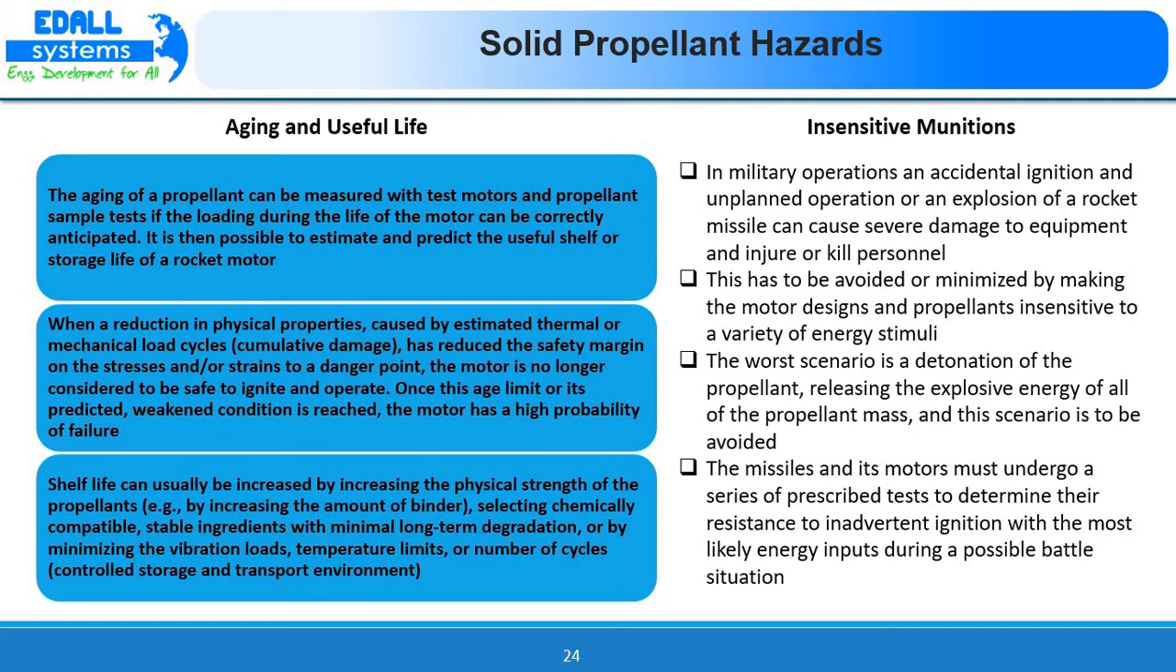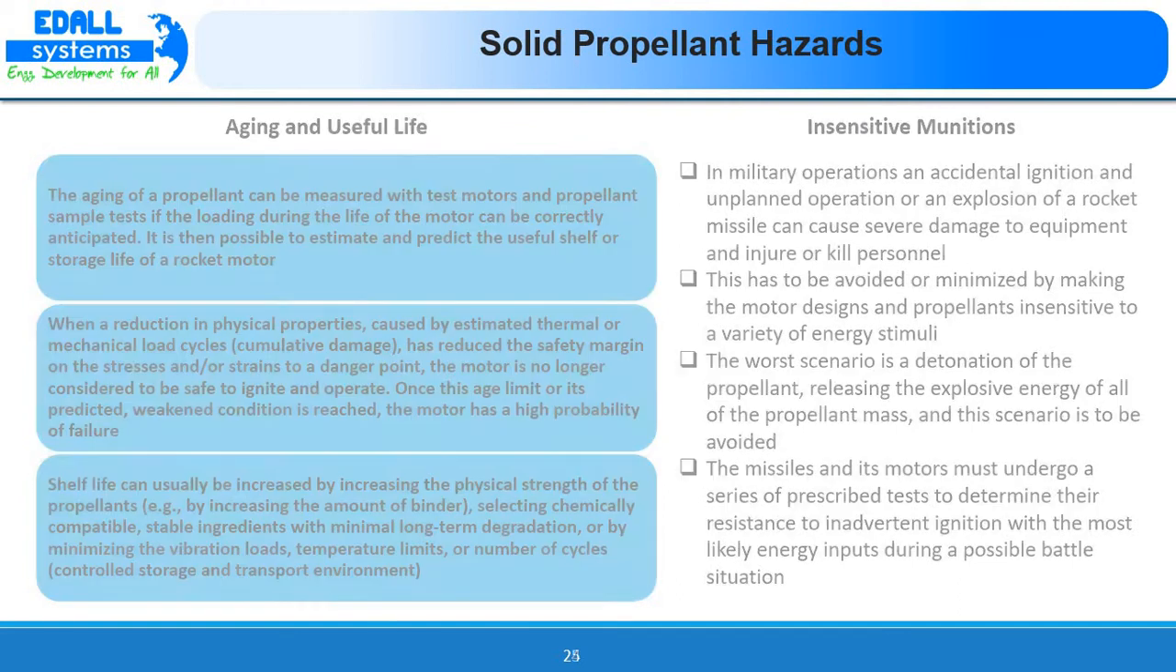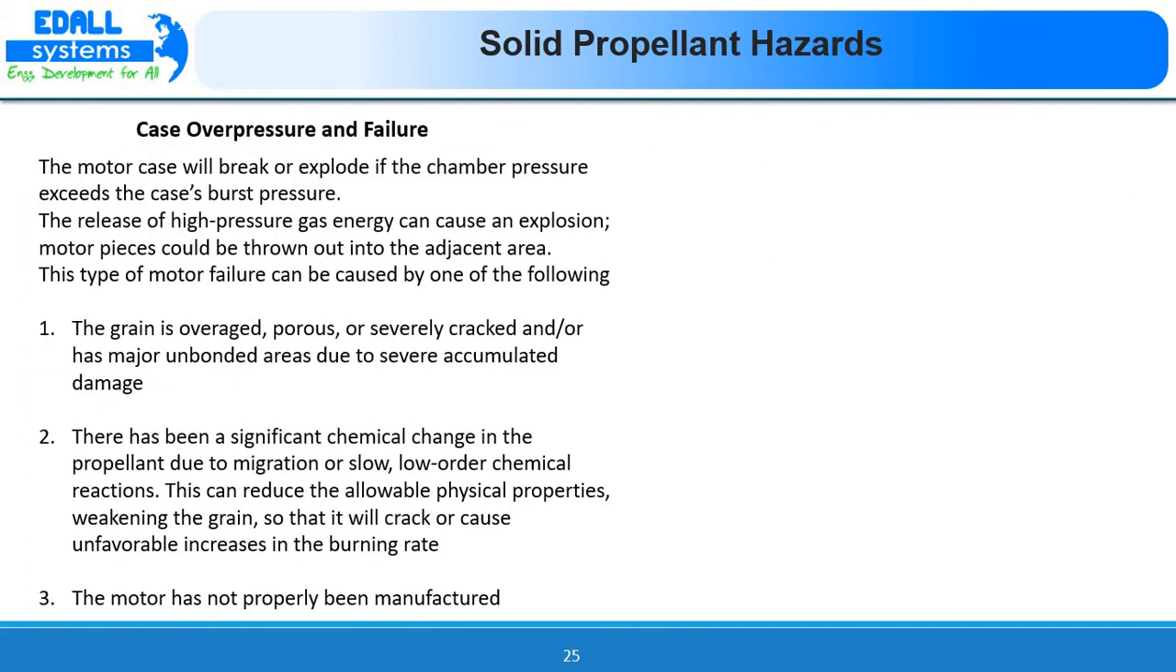So the missiles and their motors must undergo a series of prescribed tests to determine the resistance to inadvertent ignition with the most likely energy inputs during a possible battle situation. These factors have to be taken care of when we are dealing with solid propellant. Next is about case overpressure and failure. The motor case will break or explode if the chamber pressure exceeds the case burst pressure. So if the pressure inside the combustion chamber exceeds the case burst pressure or the sustainable pressure of the case, then the motor will completely break or explode.